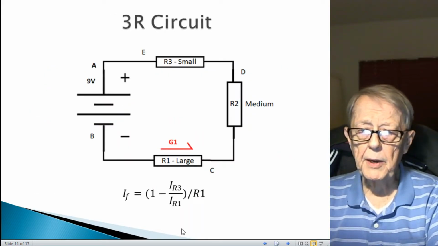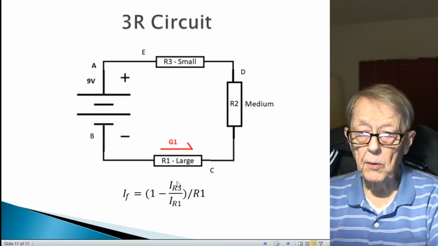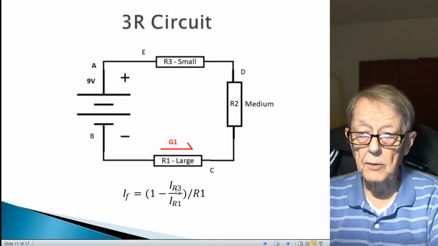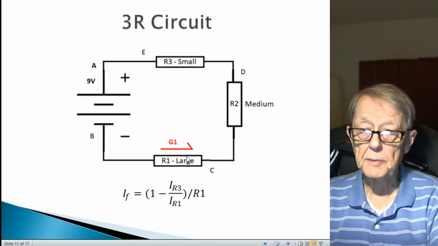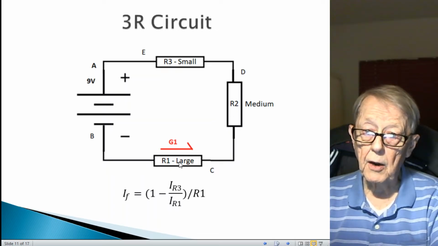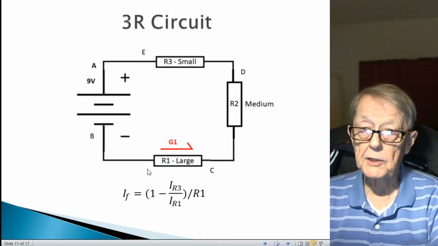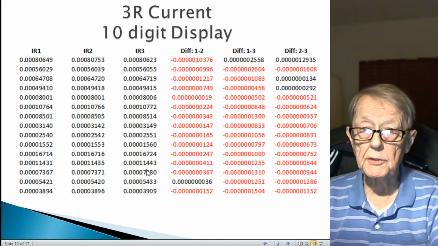Well, I did the 3R circuit using the same equation. Now, interestingly enough here, the equation I developed for the 2R involved R3 and R1. So I just repeated it. So that's for this resistor and this resistor. But you can also get a calculation for R1 and R2 and R2 and R3. You get 3 different sets of equations and you get these results.